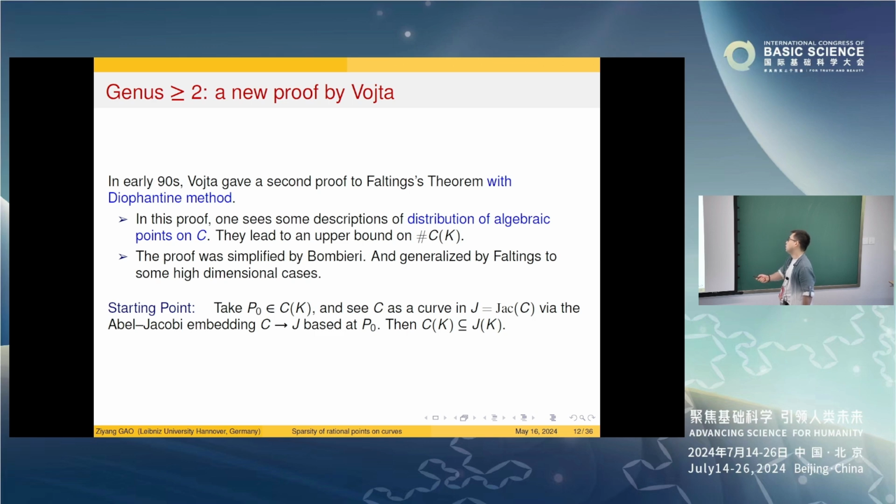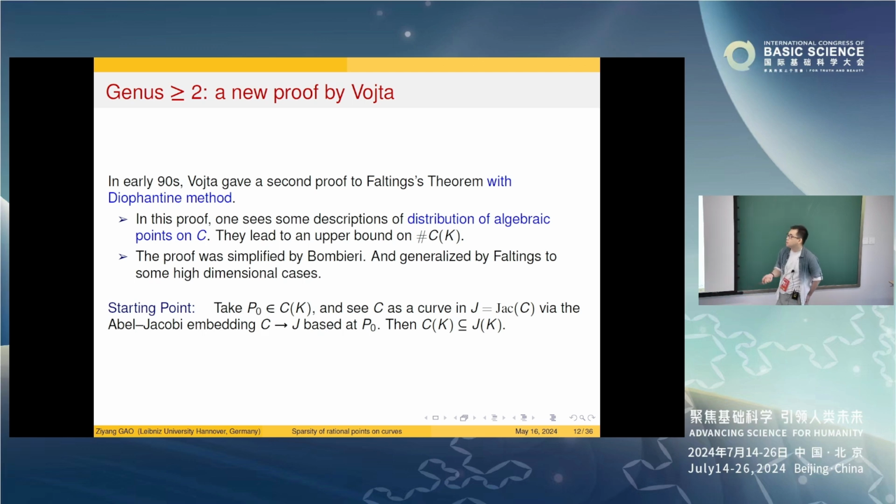For example, one sees some descriptions of the distribution of algebraic points, and they will lead to nice upper bounds on the cardinality of rational points. And better, the proof can be used to prove some high-dimensional cases, the so-called Mordell-Lang conjecture, based on this proof by Faltings. The starting point is to fix a rational point, even though sometimes it's the hardest step.